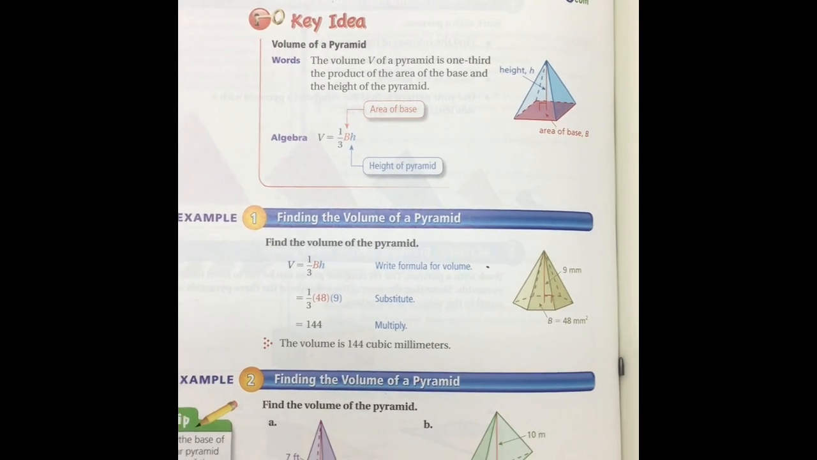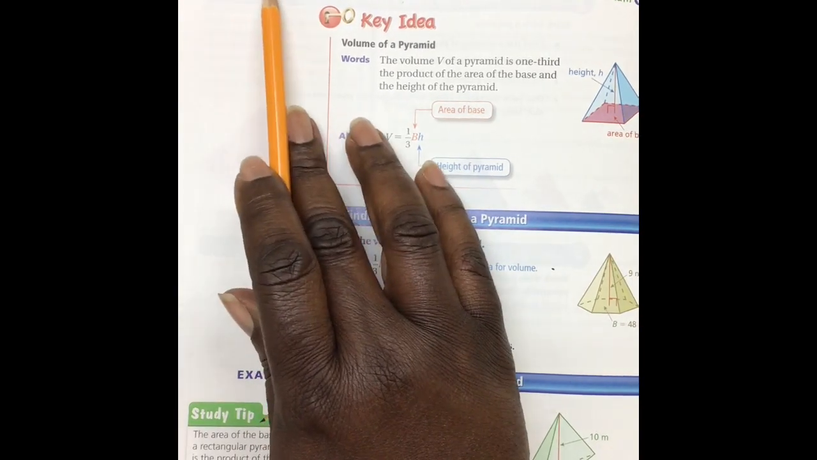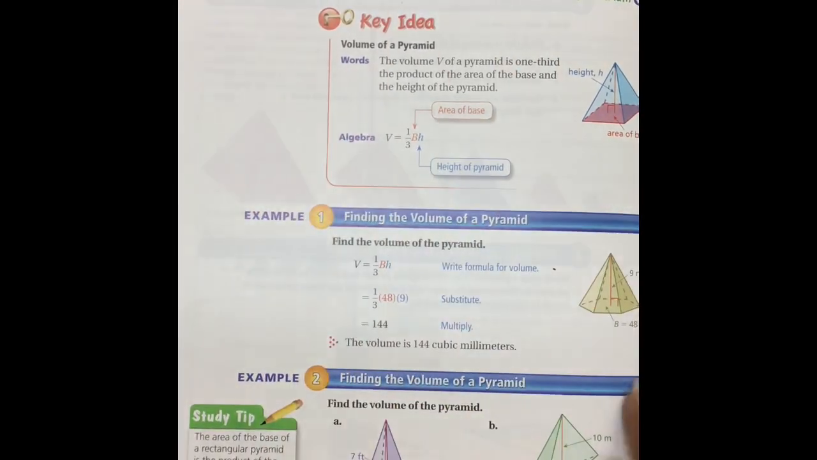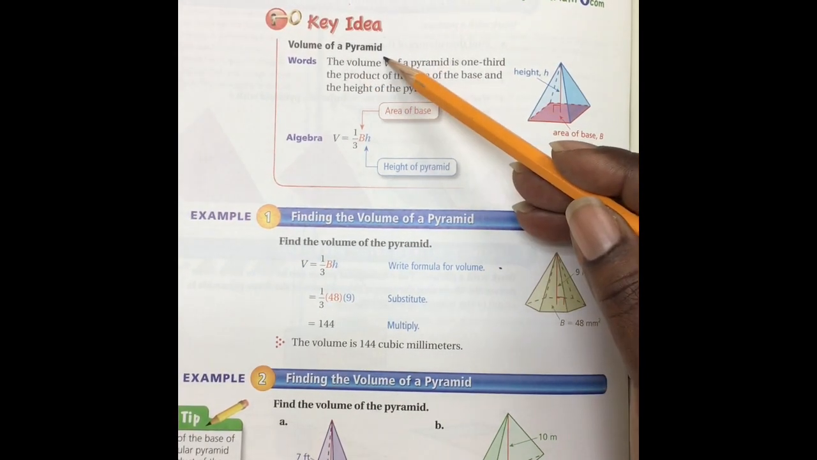Hello class. Today we are looking at 7.3. A key idea here is the volume of a pyramid.